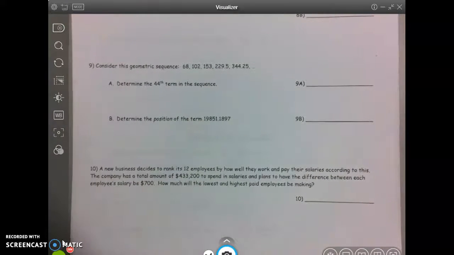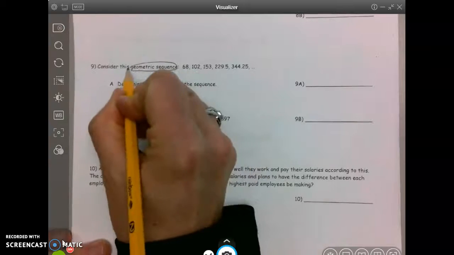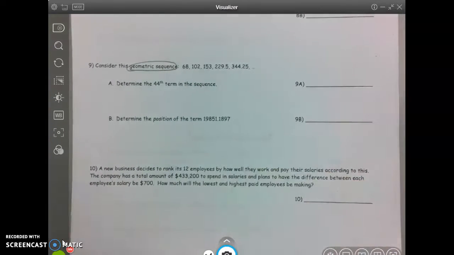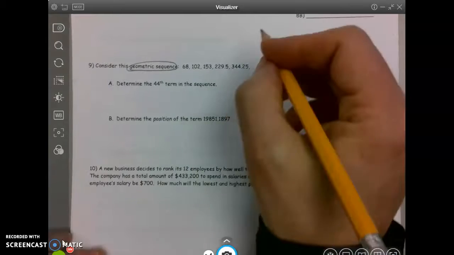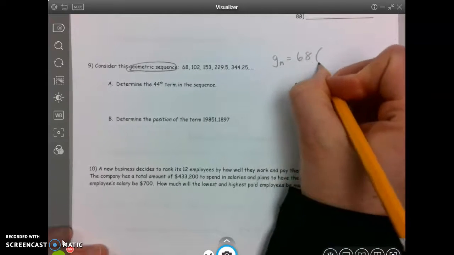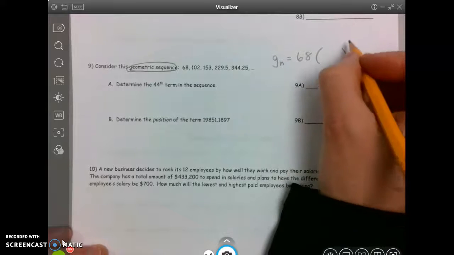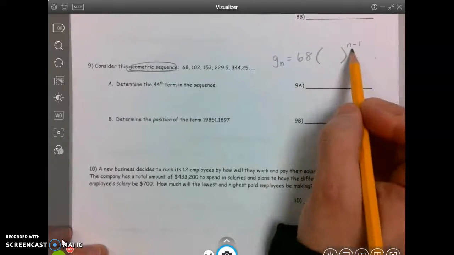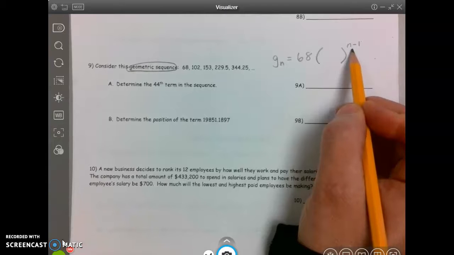Consider this geometric sequence. They've already told us that it's geometric. Determine the 44th term in the sequence. So I need to write a formula. G sub n equals the first term, 68, times my constant ratio to the n minus 1. Since this is term 1, my exponent is going to be n minus 1.